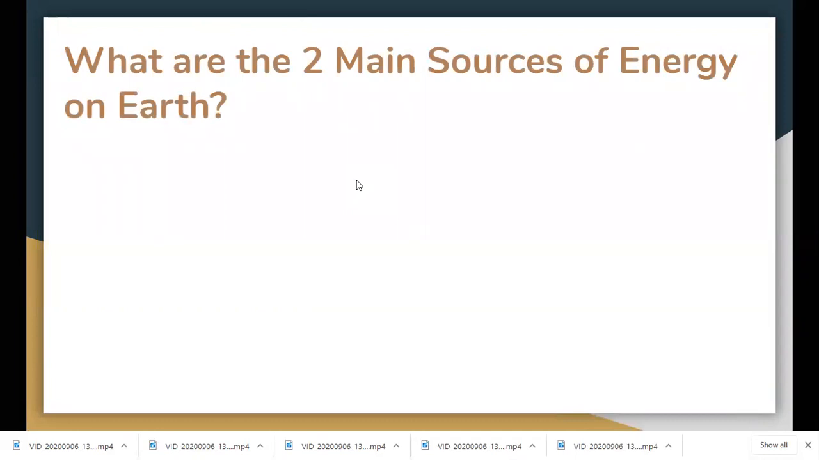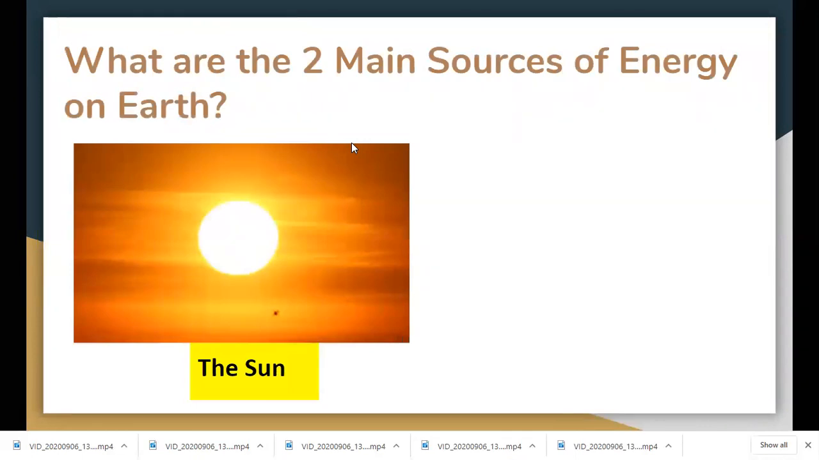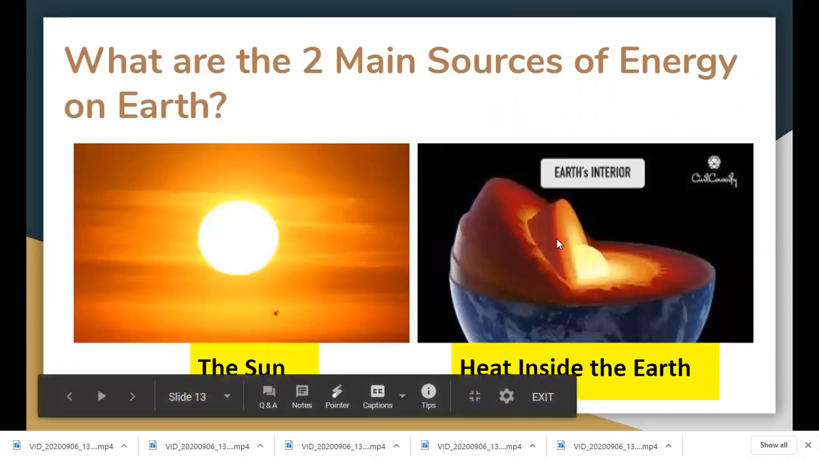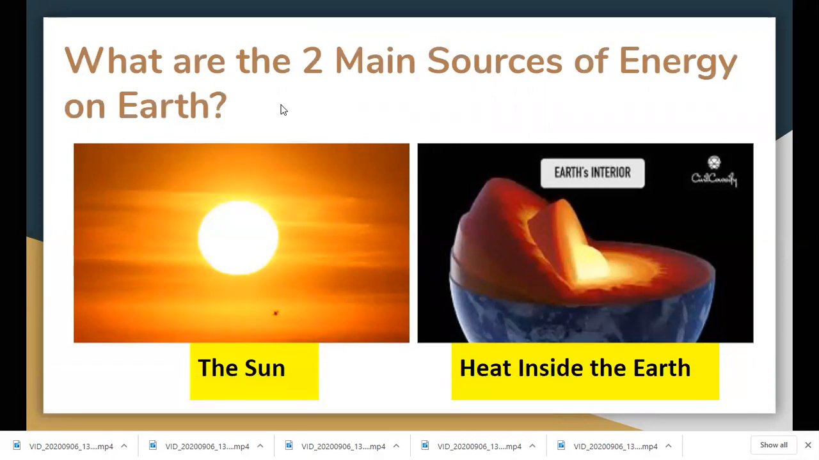So what are the 2 main sources of energy on the earth? Remember we said we have 2 energies. The 2 main sources of energy, can you tell that sun is number 1? That's a big one, right? Do you know the second source of energy for Earth? It's the heat inside the Earth. So the Earth's interior here, you have the inner core, the outer core, you have the mantle, and then you have the crust, right? So there is heat, lots of it, inside of Earth's ball.